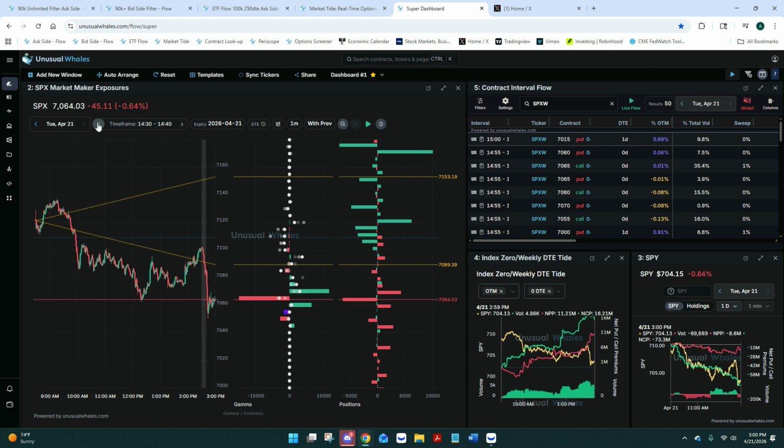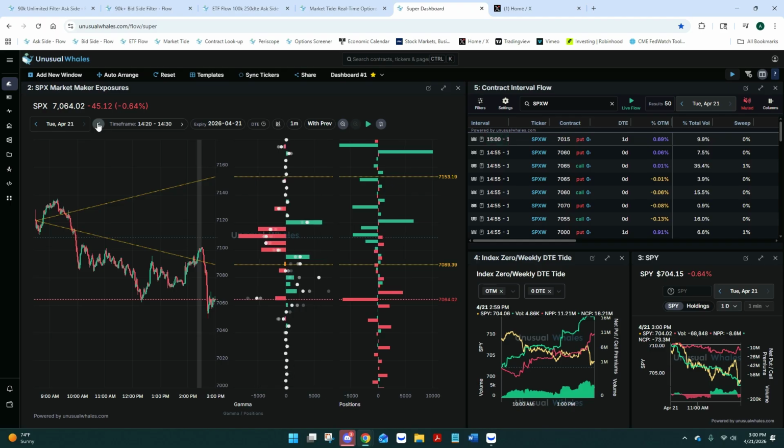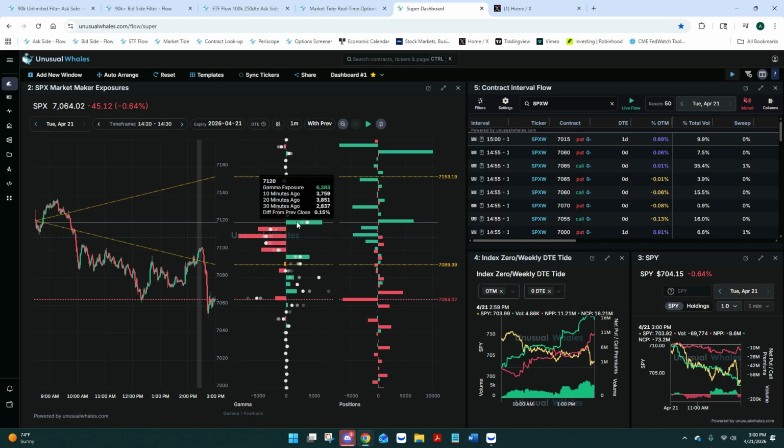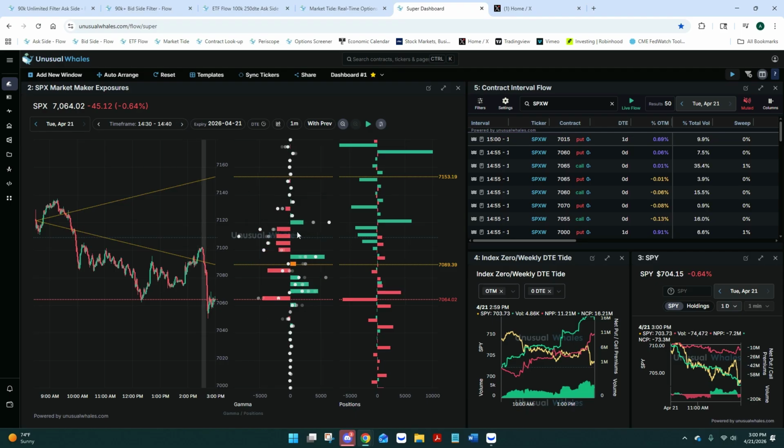I'll go back one more time here in case we missed it. Before that dump, we were sitting here, and it was all positioned up. They really positioned up at that 71.20, but then you see how much that changes in a 10-minute time frame. Significant drop there.